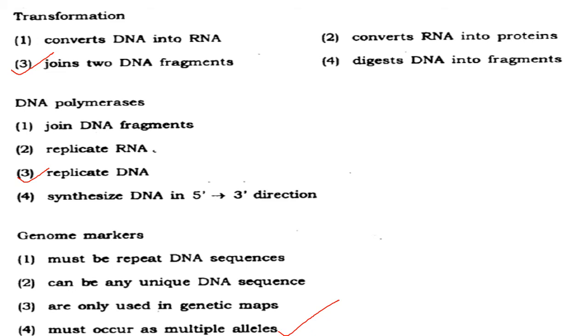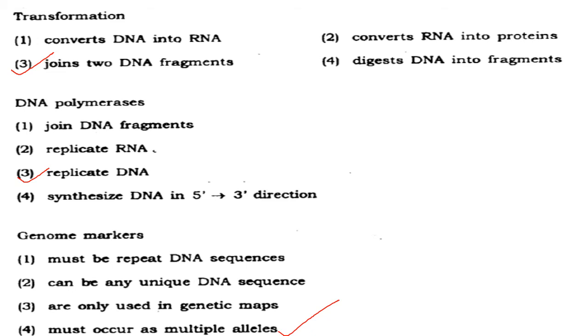Next one, DNA polymerases. Option 1 join DNA fragments, 2 replicate RNA, 3 replicate DNA, 4 synthesize DNA in 5' 3' direction. Answer is option 3 replicate DNA.